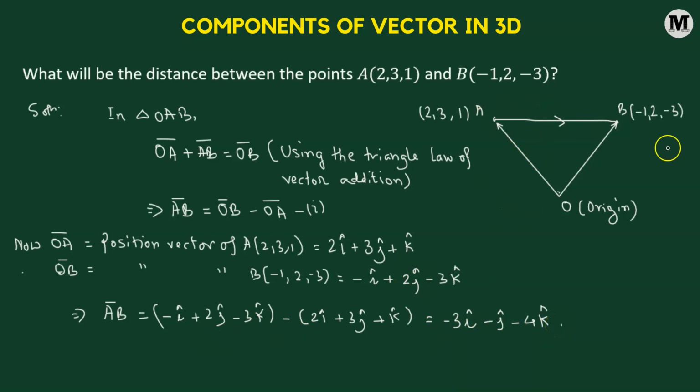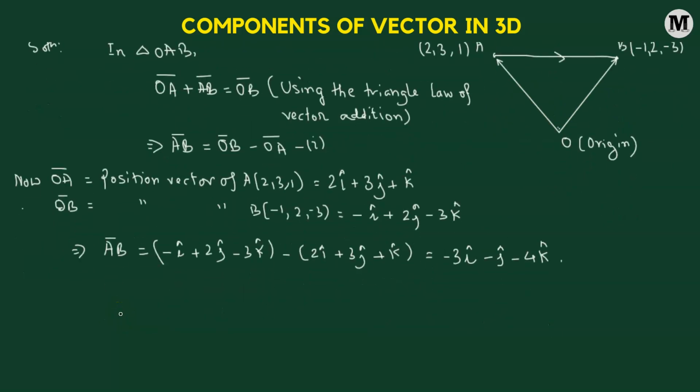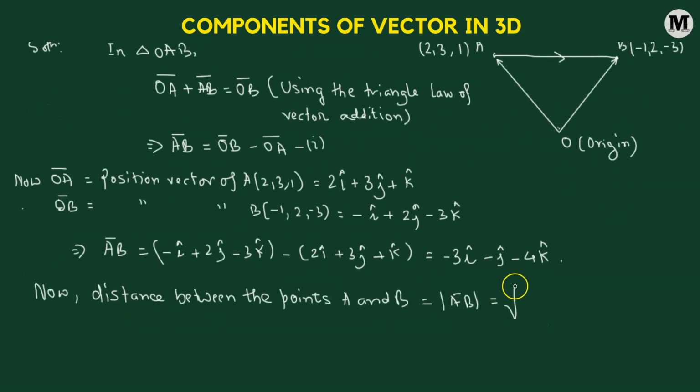Now in order to find out the distance between point A and point B, all we have to do is find out the magnitude of vector AB. So we'll find out the magnitude of vector AB. All you have to do is take the square root, and underneath the square root we have to take the sum of squares. We'll start with the coefficient of i cap. So that's -3, square this value.